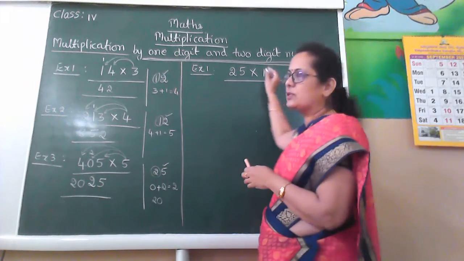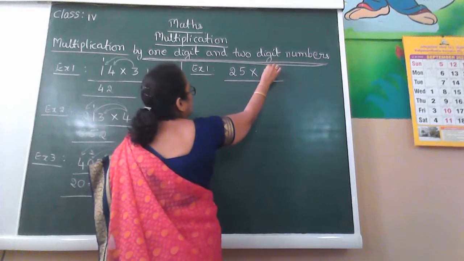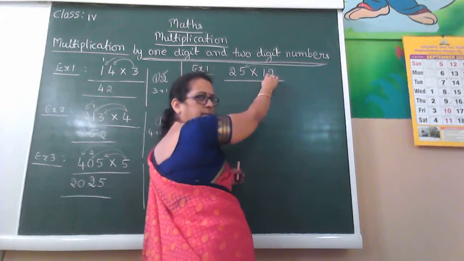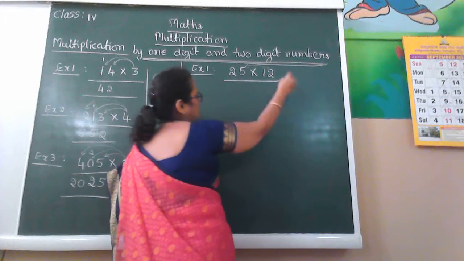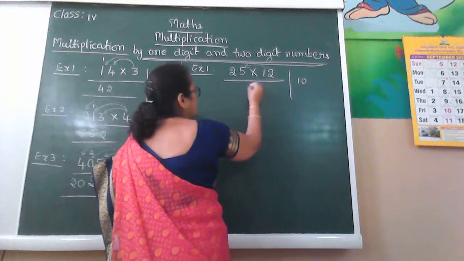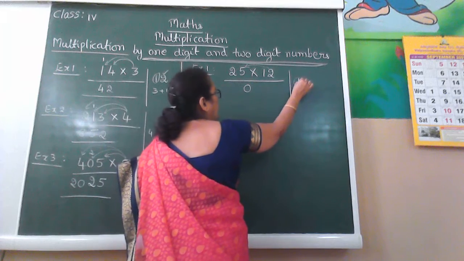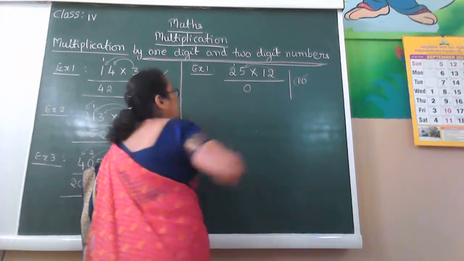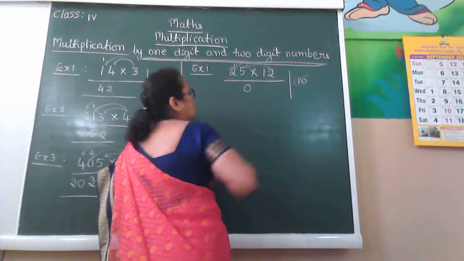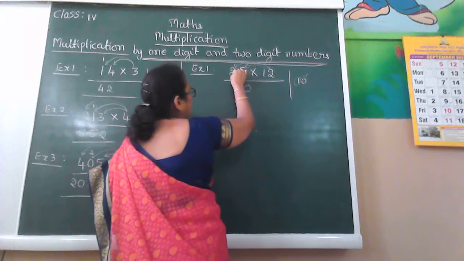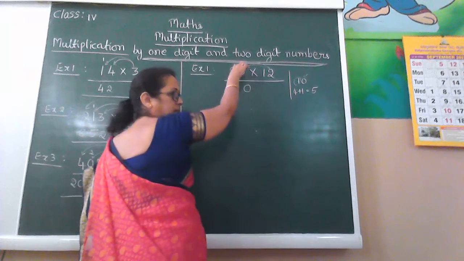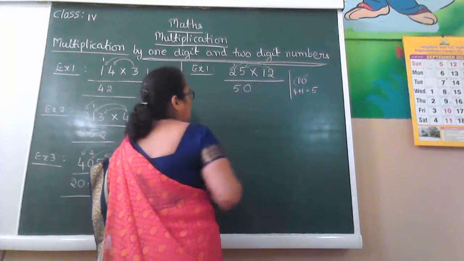Now first you multiply by the unit number. 2 fives are 10, isn't it? So write 0 here and give 1 as carry above 2. Next, 2 twos are 4, isn't it? 4 plus 1 carry, that is 5. That will be 50.